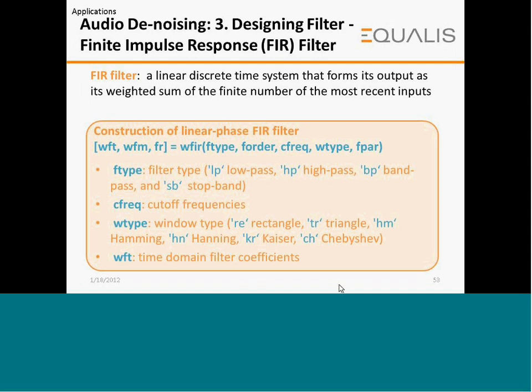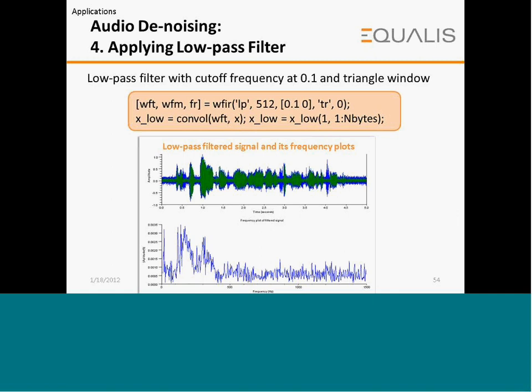Now, to design a filter, we want to try the finite impulse response filter. The function already exists as shown in this orange box here. A finite impulse response filter is a linear discrete time system that forms its output as a weighted sum of the finite number of the most recent inputs. Then we apply the low pass filter with cutoff frequency at 0.1 and triangle window. As you may see from the graph, the low pass filtered signal and its frequency plot is not good enough.